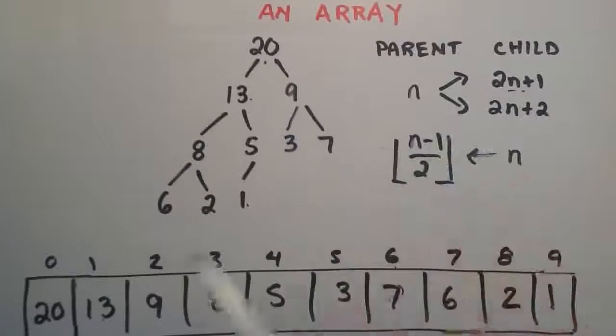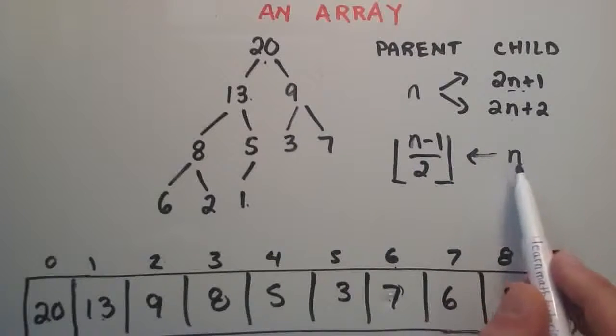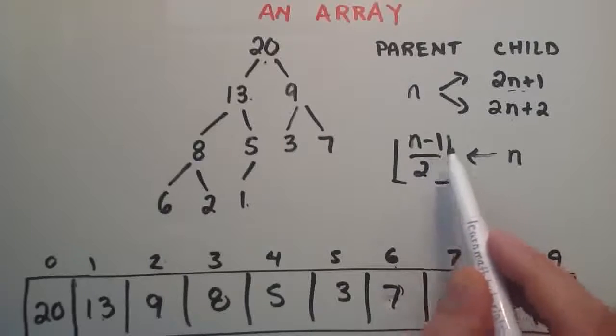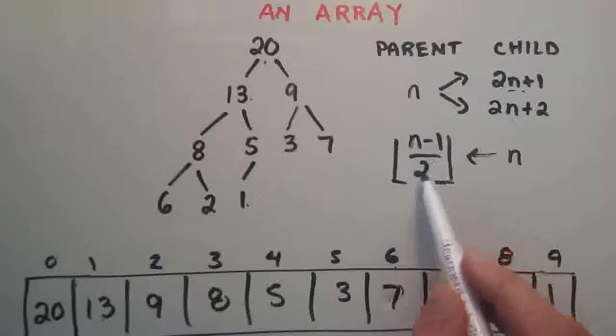So we can use this all the way down the tree, and then this relationship right here tells us, if we have some child index, where is its parent located? The parent of a child is going to be located at the child's index minus 1, divided by 2, and then we take the floor of that.